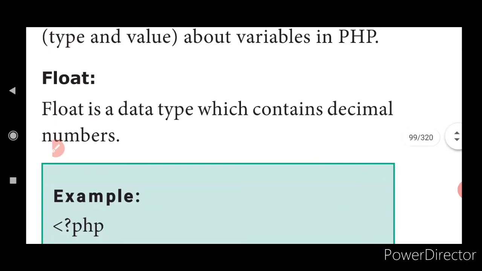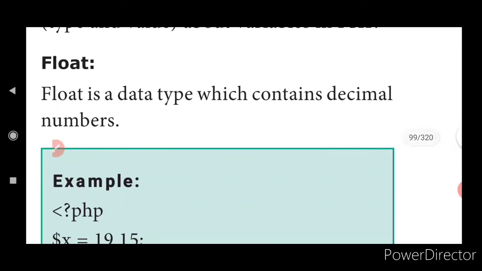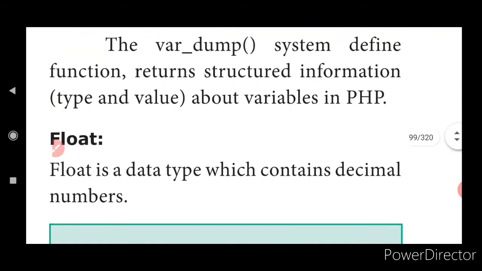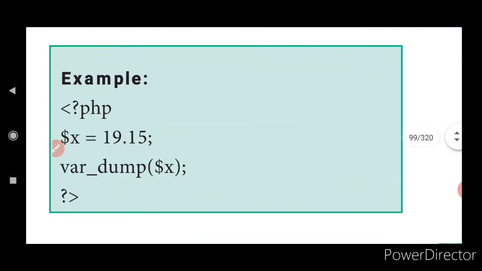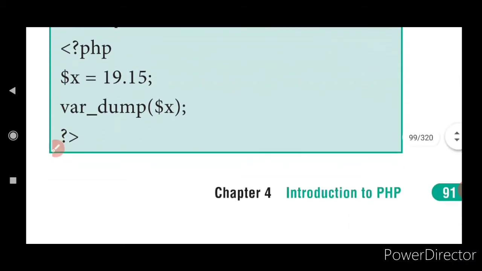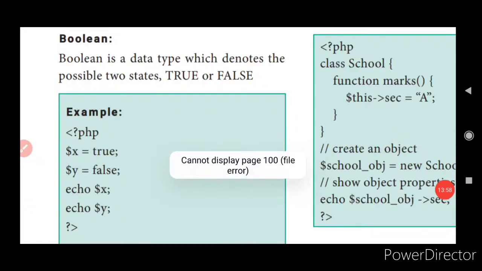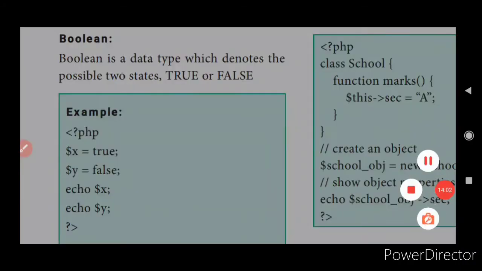So what is float? Float contains decimal numbers. The same program only, but I am just going to represent that with a decimal number. So this is going to be represented as a float, and the value will be printed as such. What is Boolean? Boolean denotes true or false. What does Boolean denote?